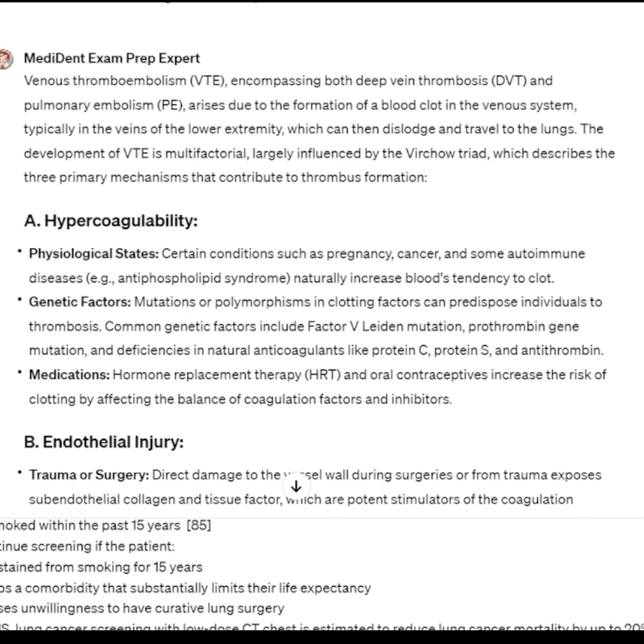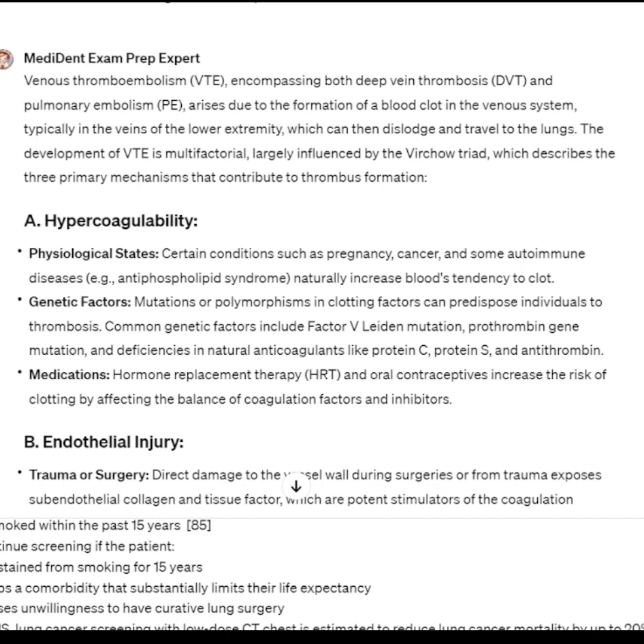A. Hypercoagulability. Physiological states. Certain conditions such as pregnancy, cancer, and some autoimmune diseases, e.g. antiphospholipid syndrome, naturally increase blood's tendency to clot. Genetic factors. Mutations or polymorphisms in clotting factors can predispose individuals to thrombosis. Common genetic factors include factor V Leiden mutation, prothrombin gene mutation, and deficiencies in natural anticoagulants like protein C, protein S, and antithrombin. Medications, hormone replacement therapy, HRT, and oral contraceptives increase the risk of clotting by affecting the balance of coagulation factors and inhibitors.